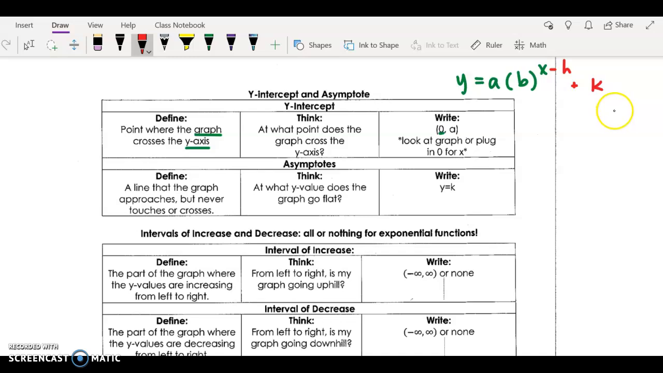The asymptote comes from the constant added to the end of the equation, y equals k. In general form, there's nothing added there, so it's y equals 0. The asymptote is a line that the graph approaches, but it never actually touches it or crosses it. It's like an invisible barrier or a boundary line. We're looking for the place where the graph goes flat.